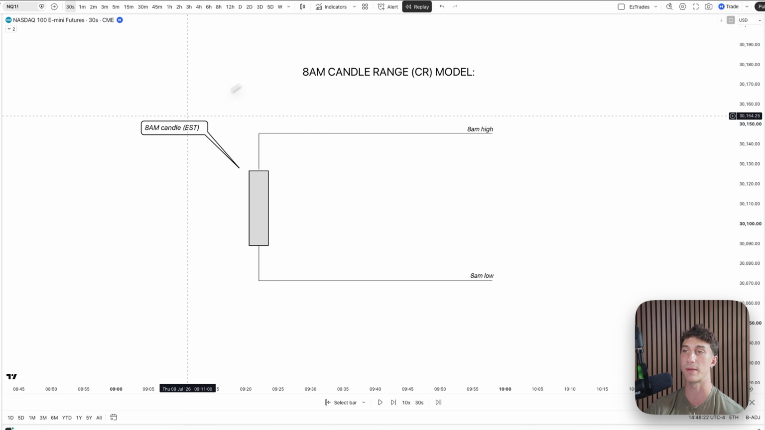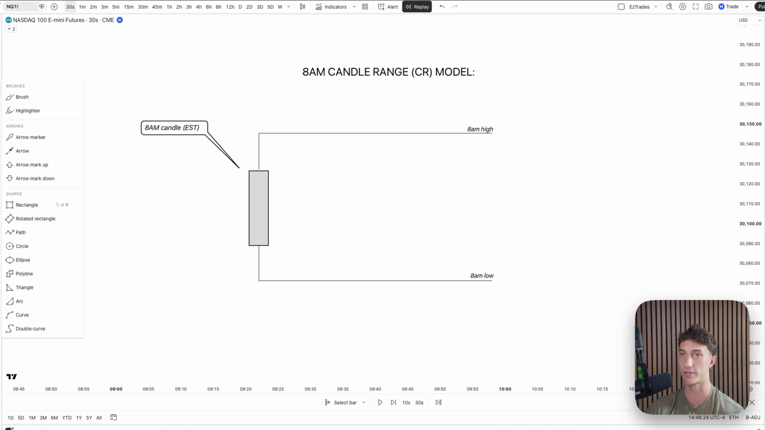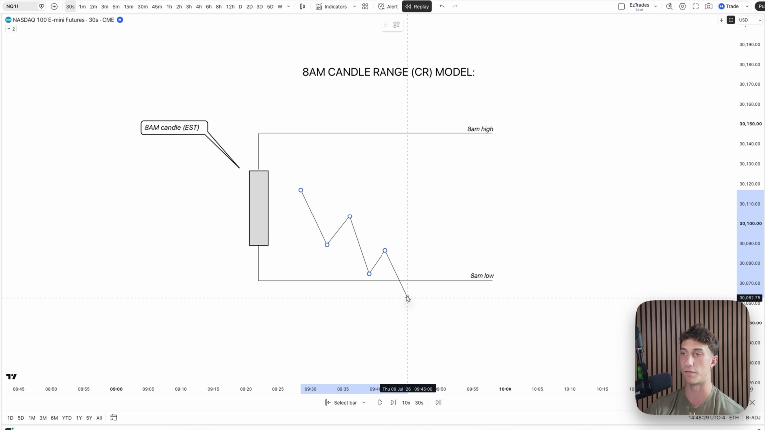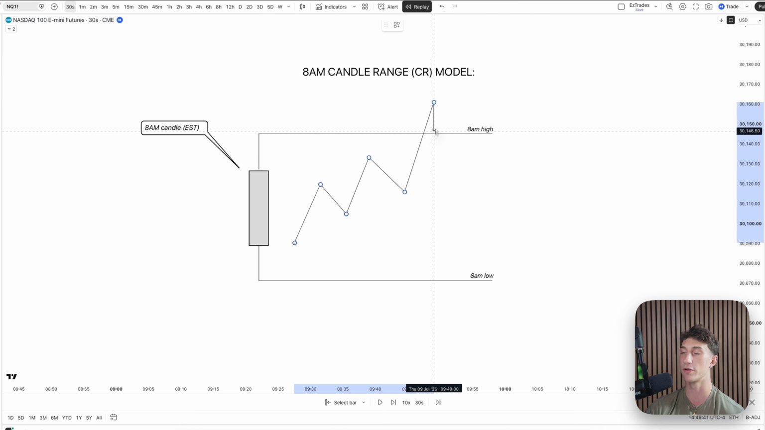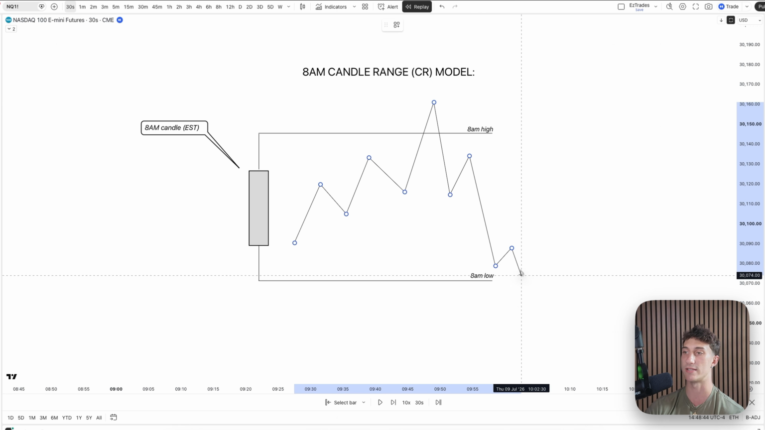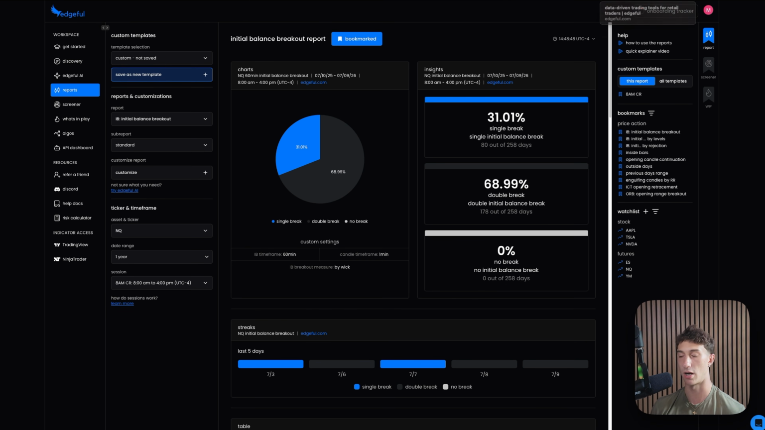Okay, what a double break means is that it takes out both sides. So if it takes out the 8 a.m. low first, there's around a 70% chance that price will revisit the 8 a.m. high. And the opposite would be true for the 8 a.m. high. Okay, if price takes out the 8 a.m. high first, there's a 70% chance that price takes out the 8 a.m. low. Again, this is 100% verifiable data. You can check this out for yourself.